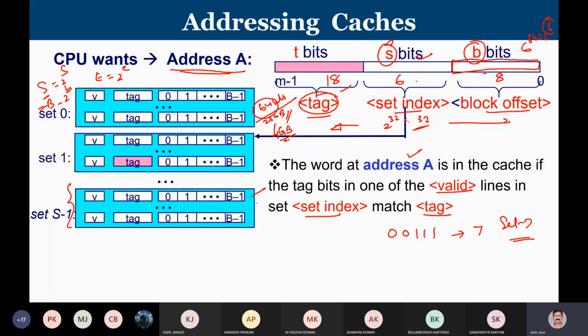In set 7, there will be multiple lines stored. In each of the lines, you see wherever the valid bit is equal to 1. These are all potential candidates. In some places the valid bit may be 0, so don't look at them. Wherever the valid bit is 1, you see whether the tag portion is the same as the tag of the incoming address. See whether the tag bits of the incoming address are the same as the tag bits already saved in the cache line with a valid bit. If they match, then somewhere your data is here.